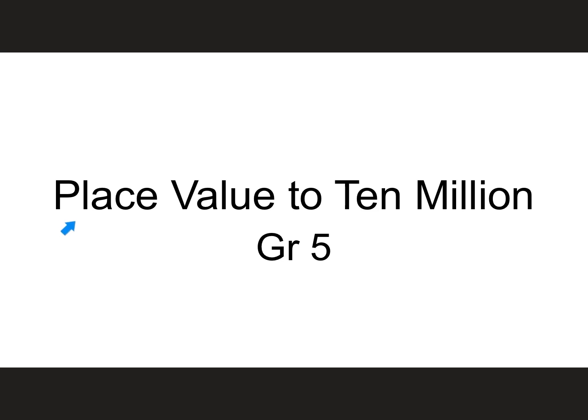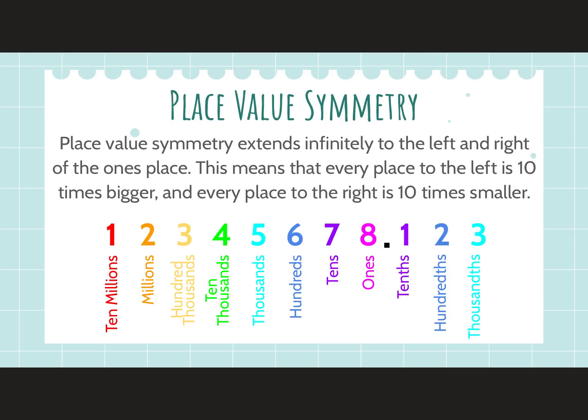Right, grade 5. Today we're going to talk about place value up to the 10 millions place. Place value has something called symmetry. What that means is there's a pattern going in both directions, really. So you'll see there's a pattern to the right and to the left, and that pattern is repeated. It's symmetrical. Both sides are essentially the same.